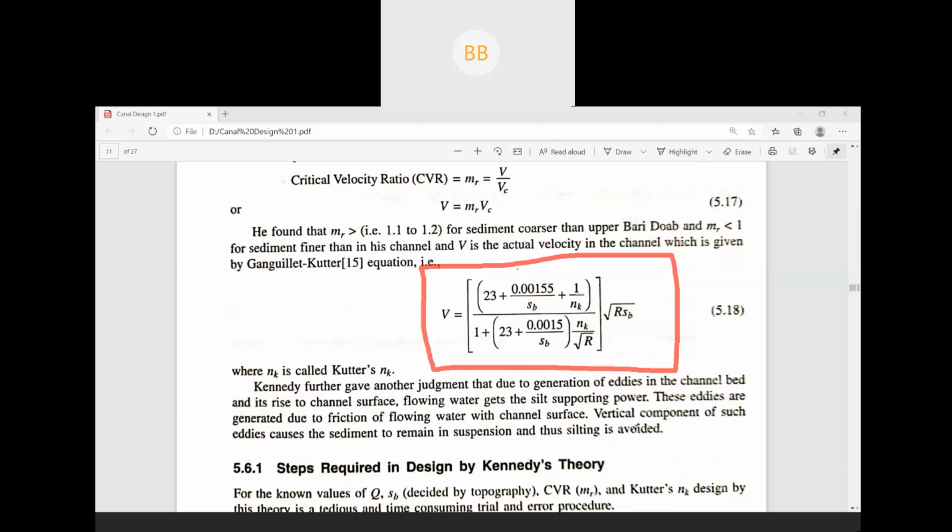Okay, then 1 plus 23 plus 0.00155 divided by bed slope, multiplied by n divided by root R. Okay, and the whole multiplied by root over R into bed slope. So please write down this equation. This is our step number 7. In step number 7 we have to calculate again the velocity.